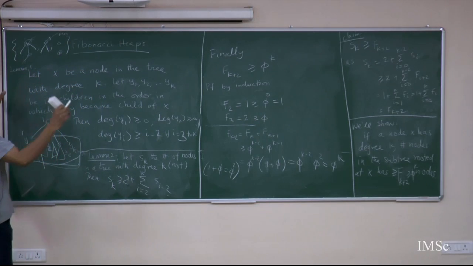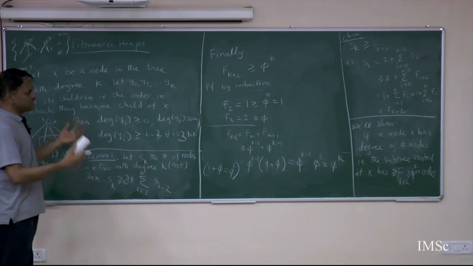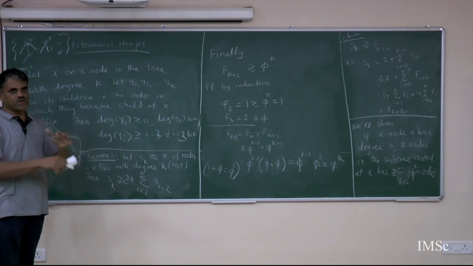Okay, net, here is the whole summary: because of the way we are cutting down nodes, if the degree of a node is high, all its children will also have high degree. That's it. And hence, the number of nodes would be exponential in the degree, and hence, the degree is at most logarithmic in the number of nodes.